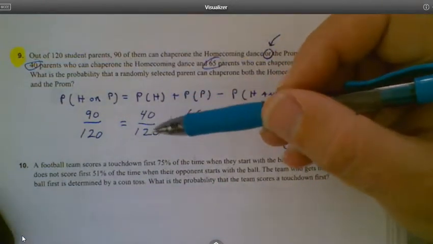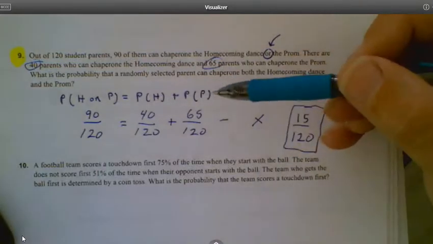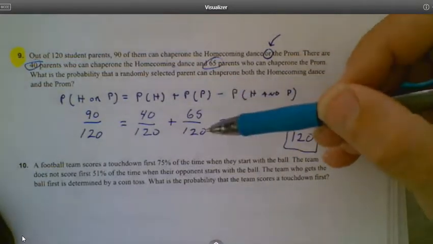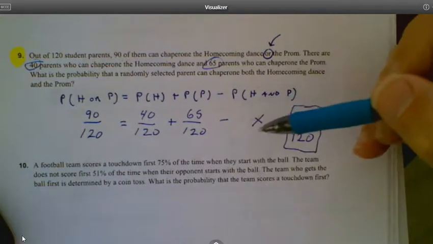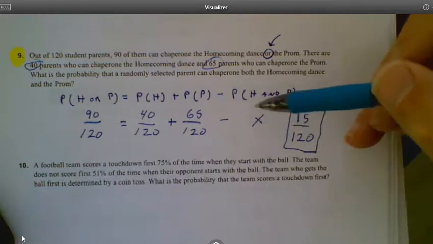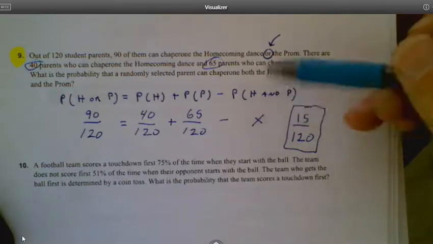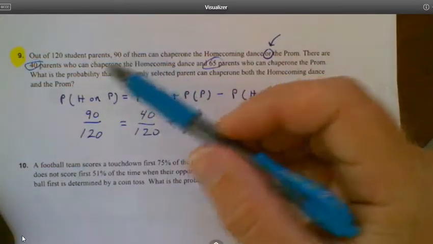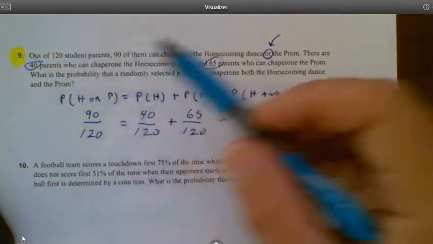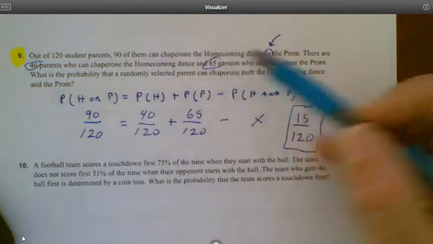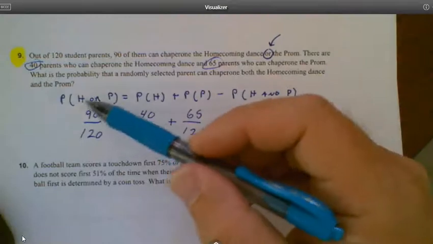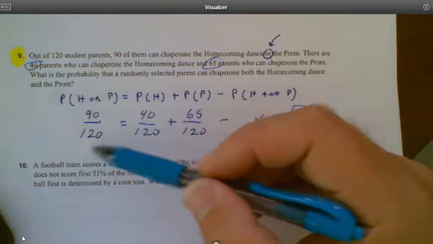So 40 out of the 120 are doing homecoming, and 65 out of the 120 are doing prom, minus how many are doing both. That's what they're asking us: how many are doing homecoming and prom? It says up here that 90 out of the 120 are going to do one or the other. They're either going to do homecoming or prom, so 90 out of the 120 are going to do homecoming or prom.